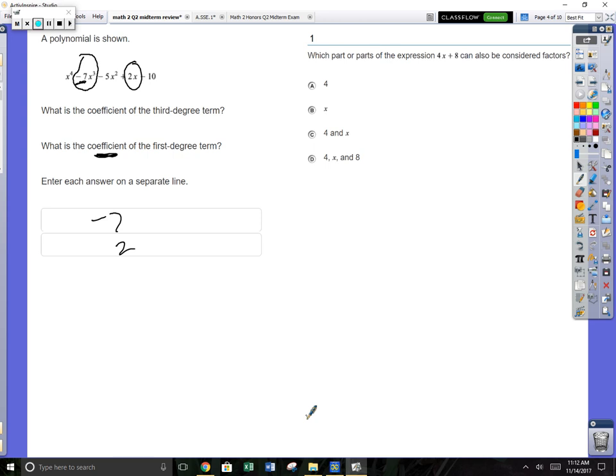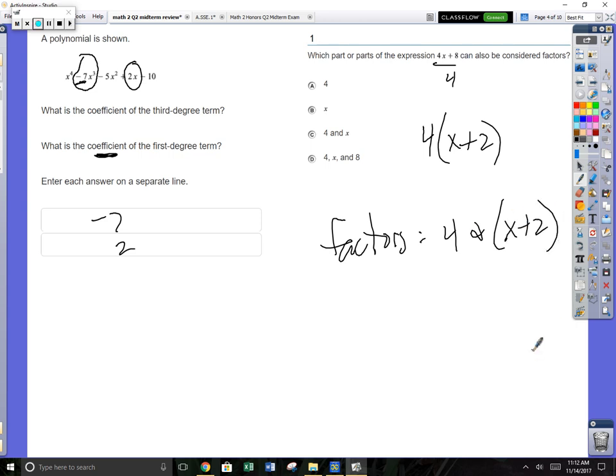Okay, the next one. Which part or parts of the expression 4x plus 8 can also be considered factors? Okay, now factors, that's a times problem. If you shrink those both down, if you divide those both by 4, you can rewrite this as 4 times the leftovers, x plus 2. So your factors are 4 and x plus 2. 4 works, x does not, it has to be the whole thing. This whole thing is the factor, not just the x or not just the 2. So the only one that's going to fit is A.